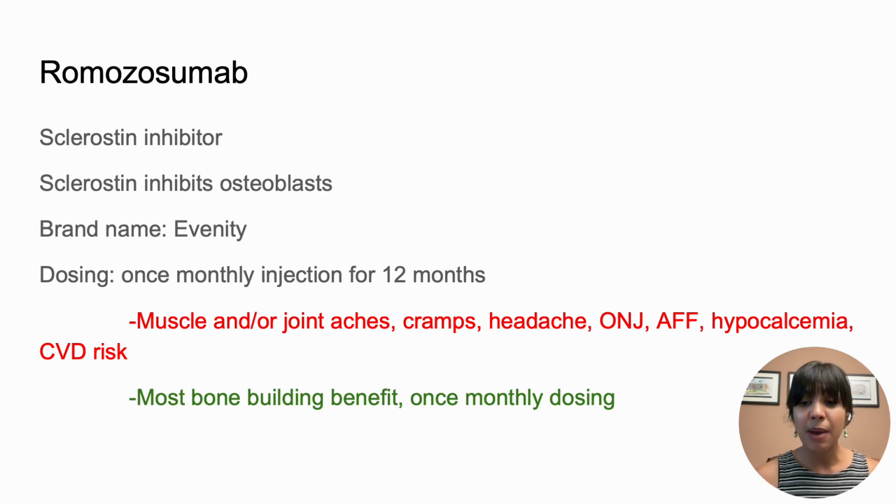What's interesting about romosozumab is that in some studies there was a slightly higher cardiovascular risk. So it's important to be aware of your patient's history of heart attack or stroke, because that may not be the drug for them. It's not recommended in patients who've had a heart attack or stroke, specifically in the last year. This drug has the most bone-building benefit, and it's once monthly dosing. For a lot of patients, this might be relatively convenient, especially for the amount of bone building you get. And as I mentioned with denosumab, all these medications should be followed by a bisphosphonate to help preserve the bone that you gained at the end of those 12 months. However, you don't necessarily get a rapid rebound effect with romosozumab.